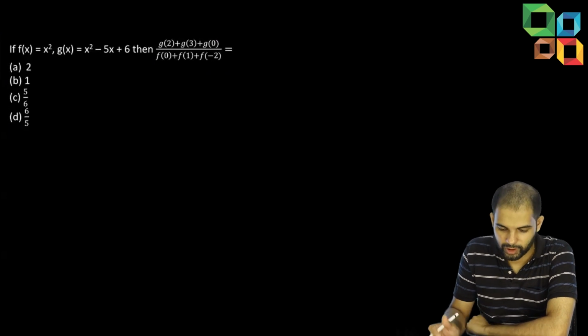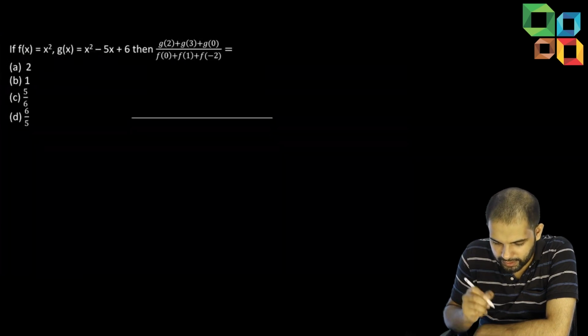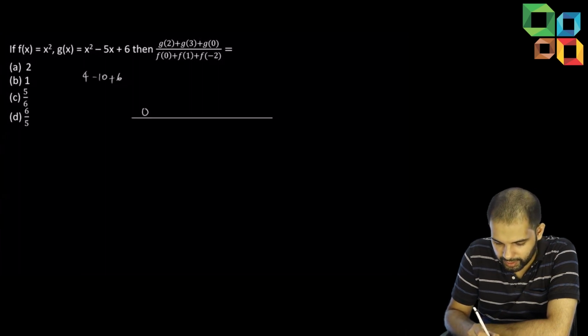Okay. So the majority of you have got the answer. Let me see. G of 2 is what? One by one, we will simply calculate. G of 2 is 2 square, which is 4, minus 10 plus 6. It's 0, I think. Yeah, great.